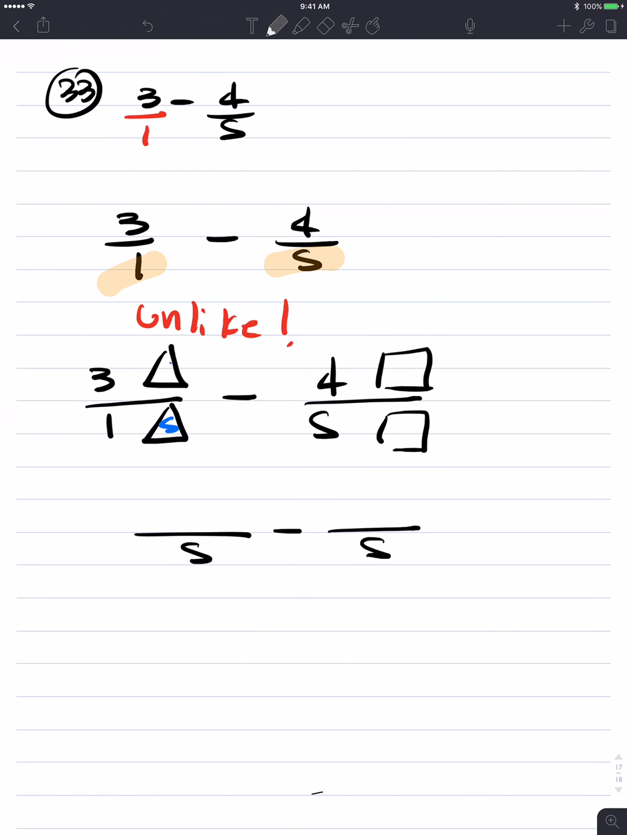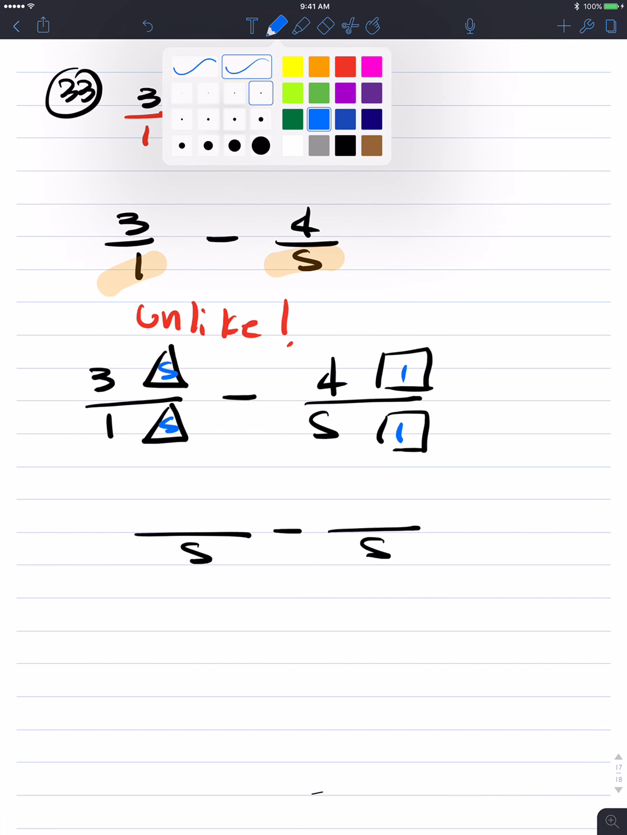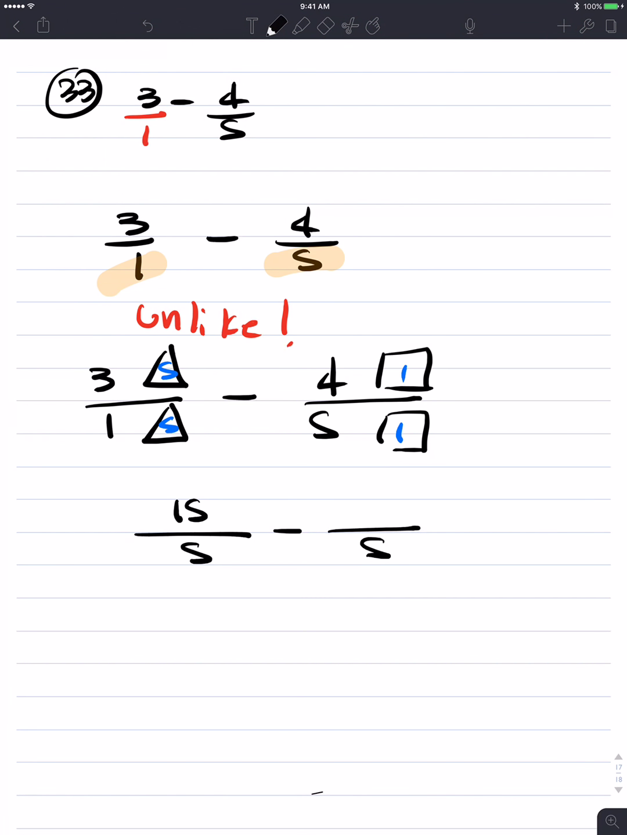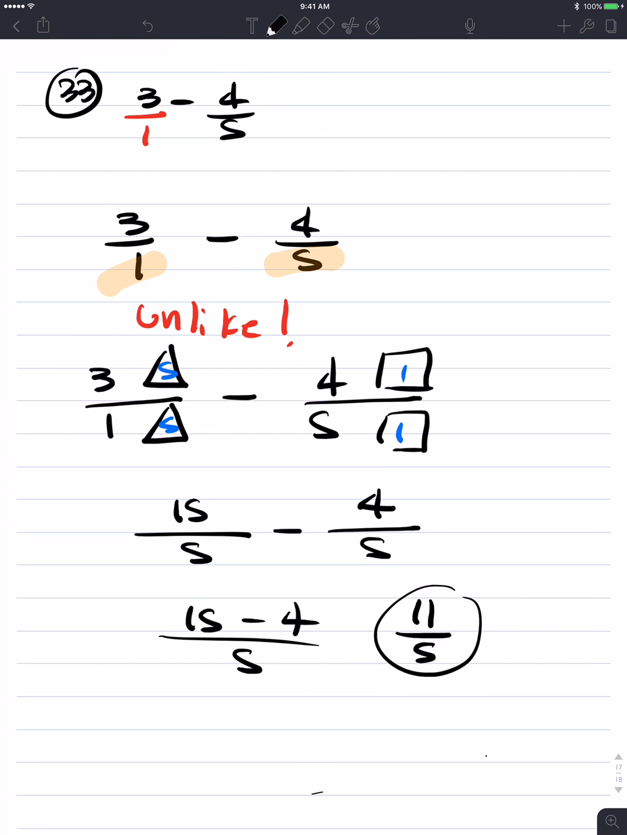1 times 5 is 5. 5 times 1 is 5. So a 5 goes in the triangles, a 1 goes in the squares. 3 times 5 is 15. 4 times 1 is 4. We now have to do our arithmetic. 15 minus 4 over 5, we find this is 11. Oops, not 15, but 5. 11 over 5. LCM of 1 and 5 is 5. Notice both of these numbers are prime and they do not cancel. This is number 33.